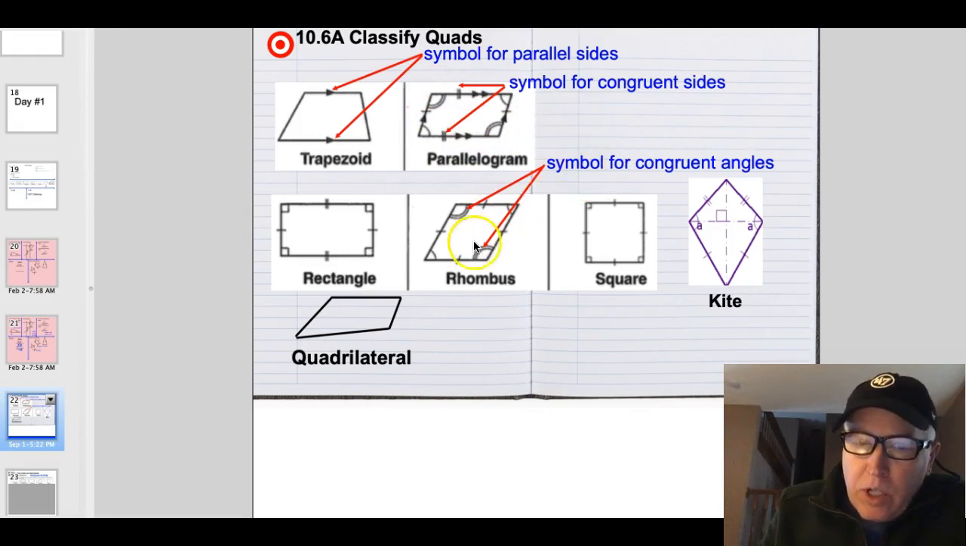And then the symbol for congruent angles will be the same. This has 1 little line going through the angle, 1 little arc, and this has 1 little arc, so these 2 angles are the same, and these have double arcs.